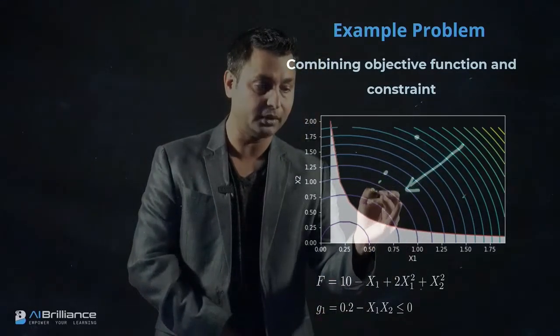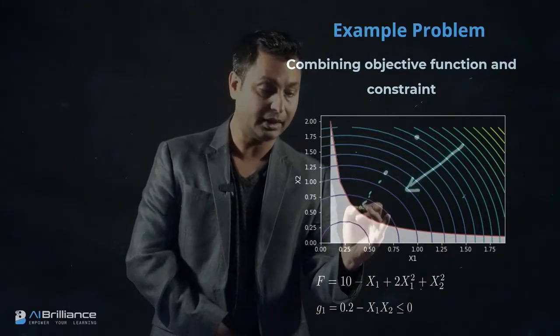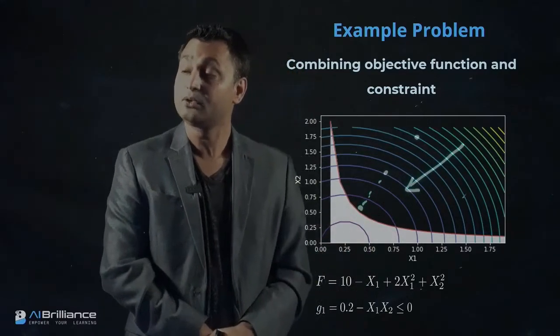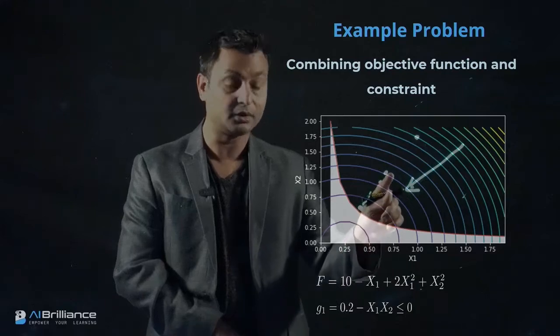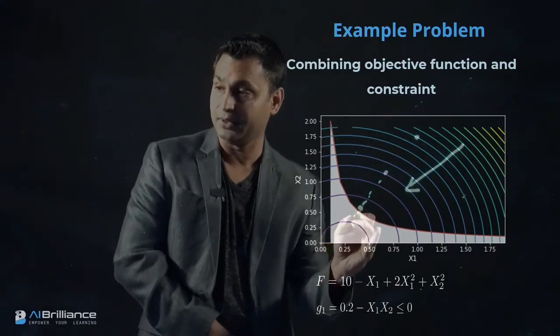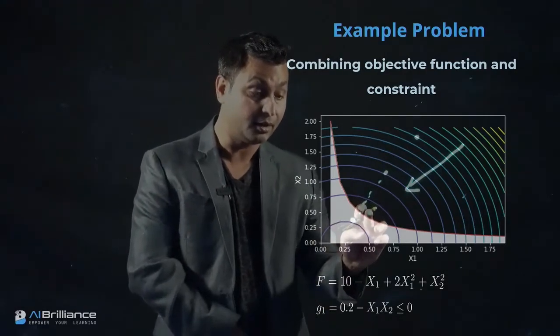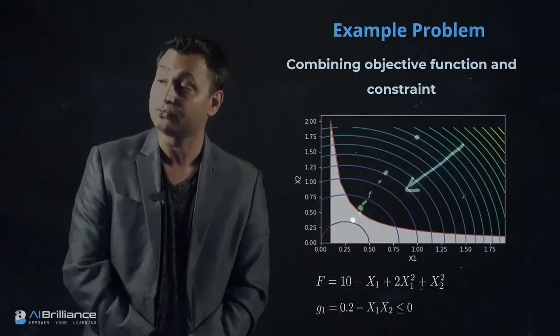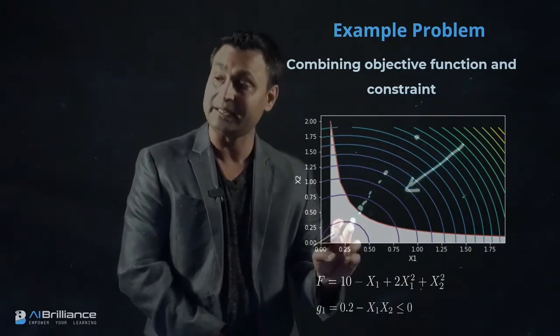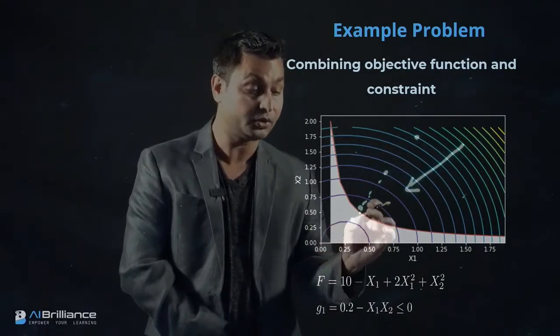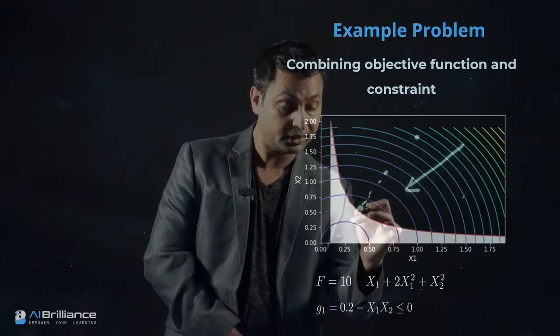Why? Because the objective function value is decreasing in this direction. So if I keep going down, I can come here, and the point lying here is going to have a lower objective function value than this one. But if I come here, this will have a lower objective function value, but it is not going to be in the feasible region. So this becomes infeasible, and that's why this cannot be a solution. So the solution lies somewhere in between this point and this.